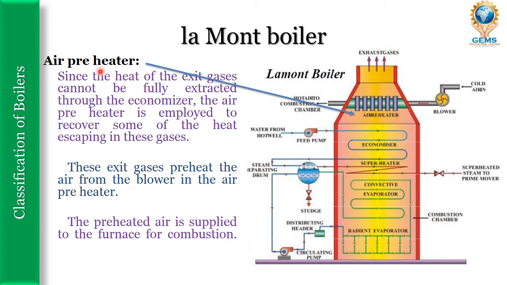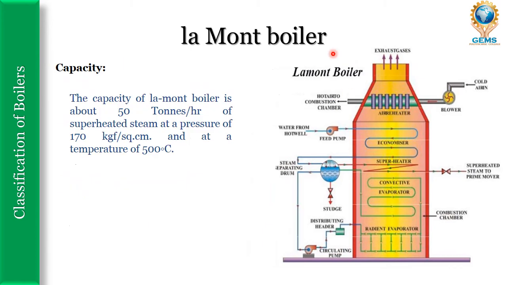Next comes the air preheater. Since the heat of the exhaust gases cannot be fully extracted through the economizer, the air preheater is employed to recover some of the heat escaping with these gases. These exhaust gases preheat the air from the blower in the air preheater. The preheated air is supplied to the furnace for combustion.